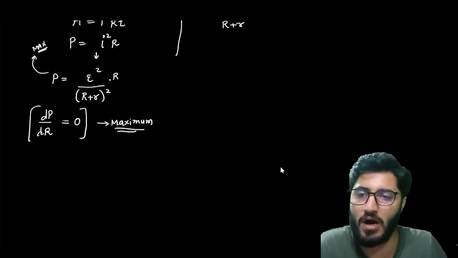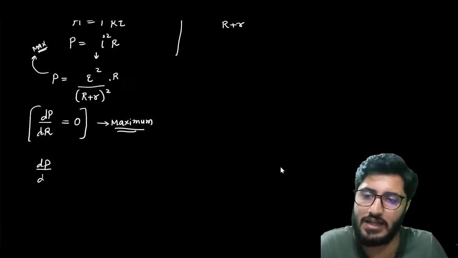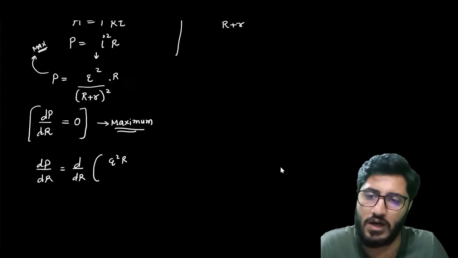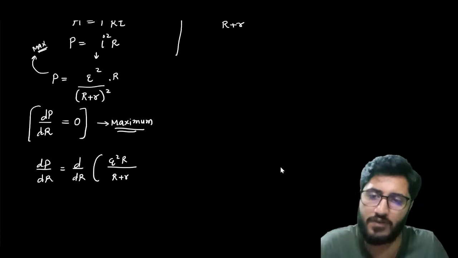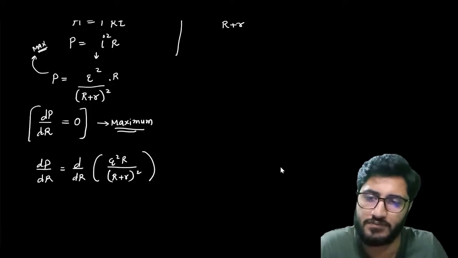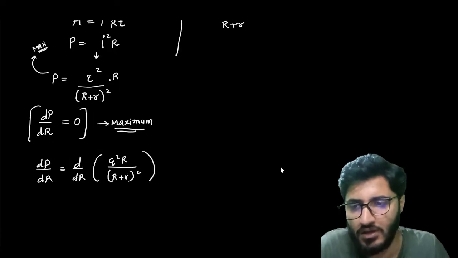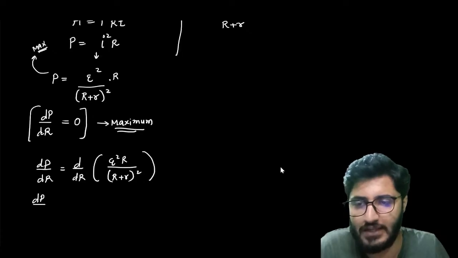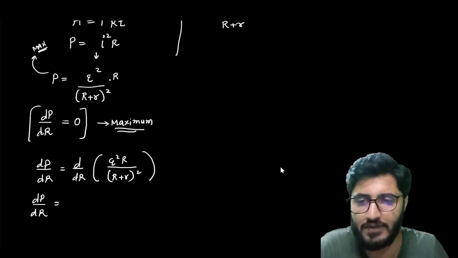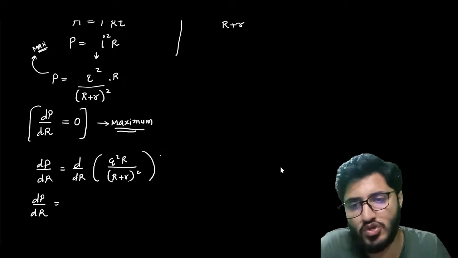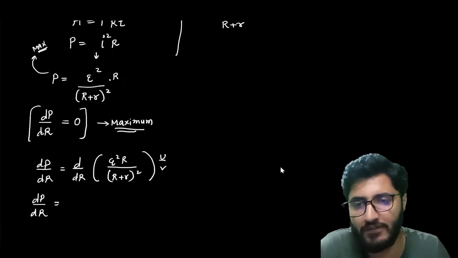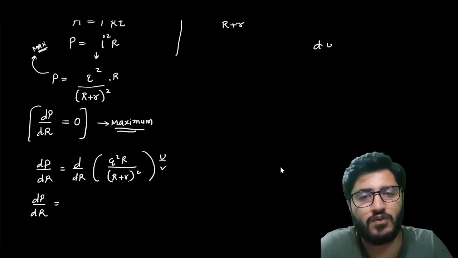You can see my power. I can write dP by dR equals d by dR of E square into R divided by (R plus r) whole square. We can write it like this now. I need to put dP by dR equal to 0. It is in U by V format, no? So what is the differentiation of U by V?